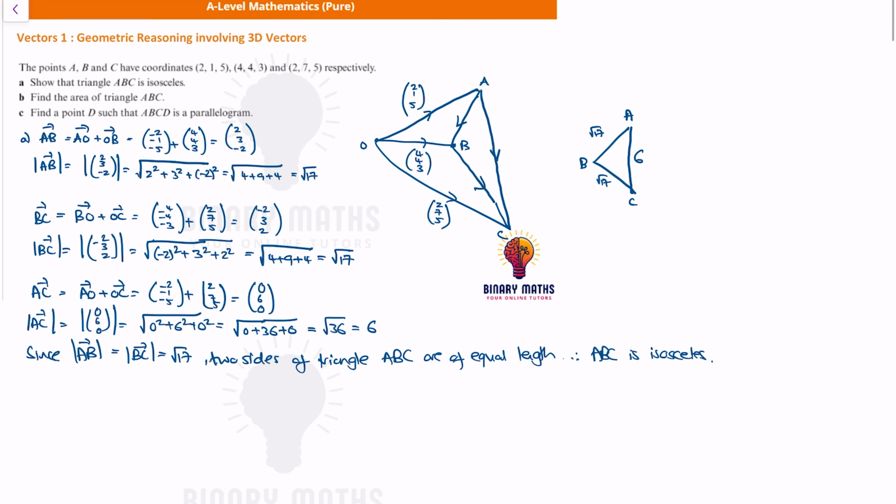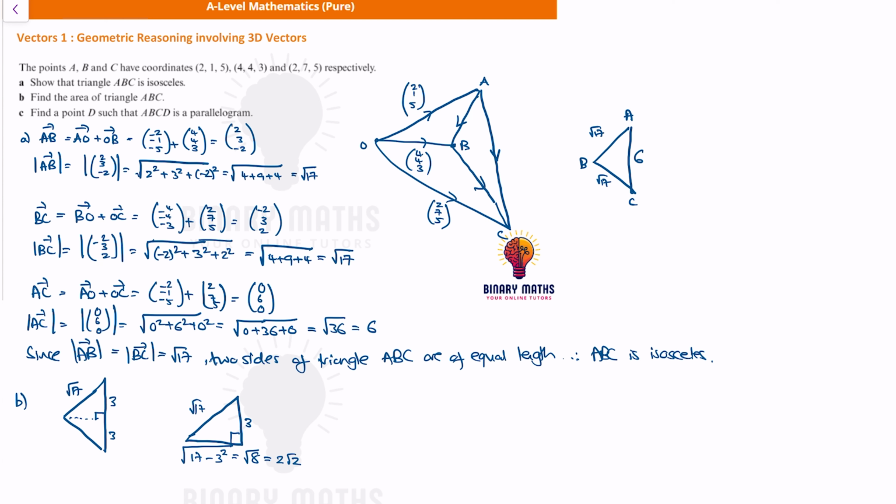Find the area of triangle ABC. So I've got triangle ABC. I know the whole base is 6, so if I halve it, I know this is 3 and this is 3. I know this is root 17. This is a right angle triangle, so if I just draw that part out, I've got 3 and root 17. So this height must be 17 take away 3 squared, square rooted, which is equal to the square root of 8, which is equal to 2 root 2.